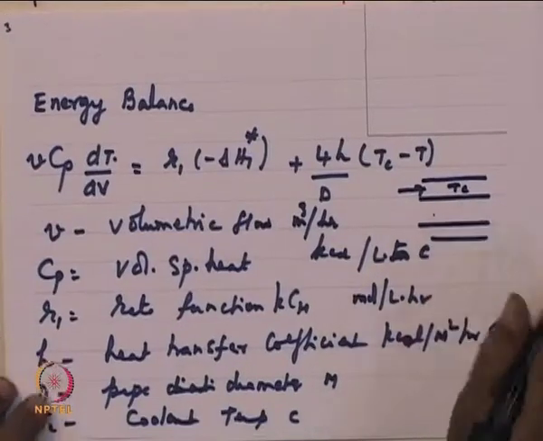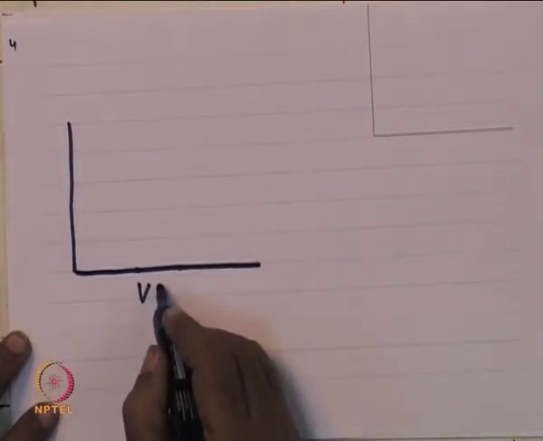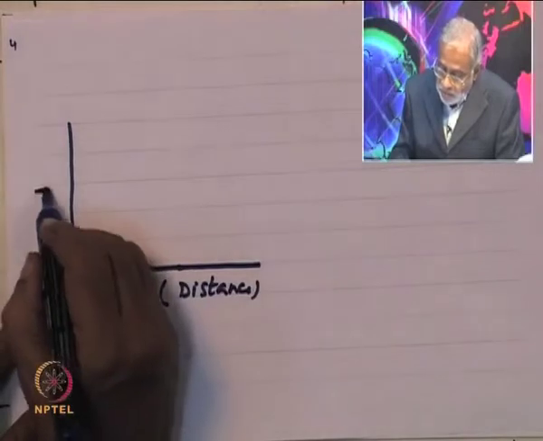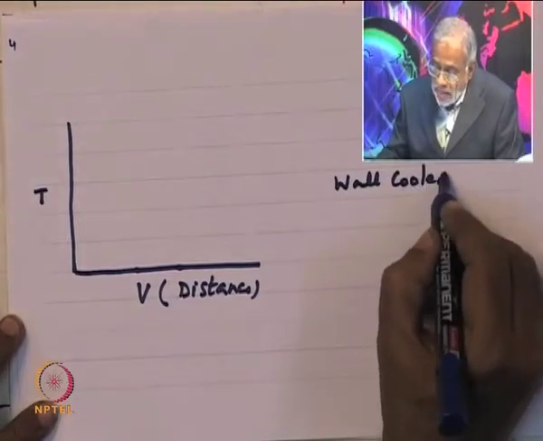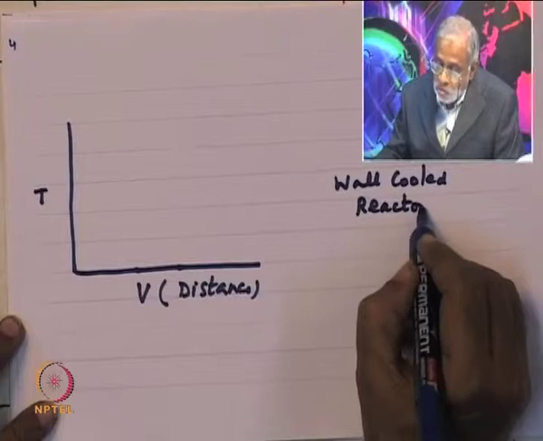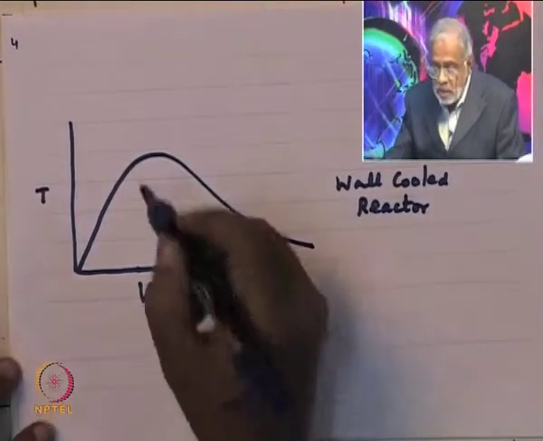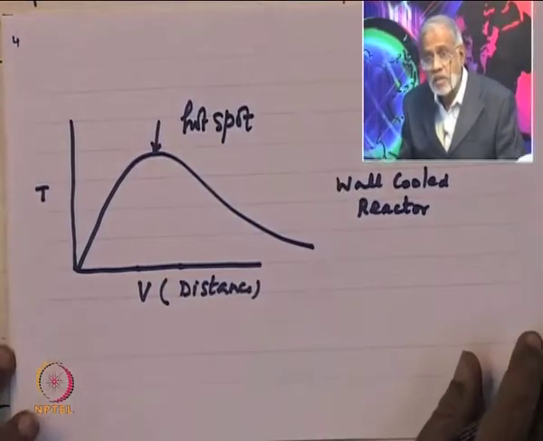Now, what happens to the temperature inside this reactor? If it is an exothermic reaction, we should expect that when we make a plot of volume or distance, whichever is appropriate, versus temperature, since this is a wall cooled reactor, that is, cooled from the wall, the temperature will go through a profile like this. It goes through a peak, which is called the hot spot. This is the hot spot temperature.